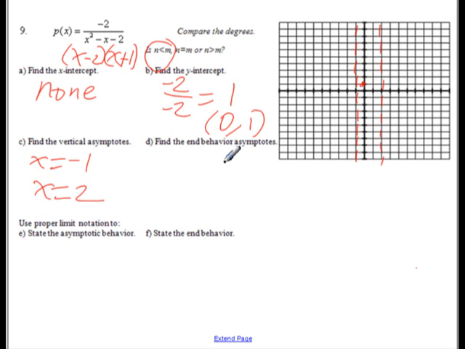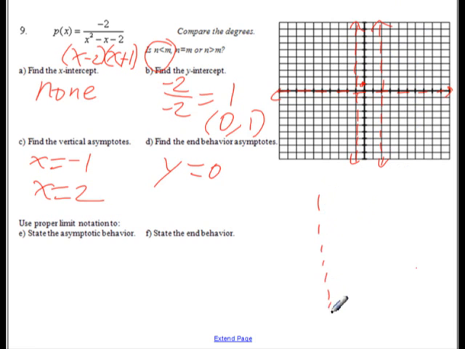Now I'm going to look for the end behavior asymptote. This is the easy one. For case 1, the end behavior asymptote is always y equals 0. So that's just the x-axis. Okay, I should be drawing arrows on those. Sometimes I'm a little lazy about it, but you really should include them.